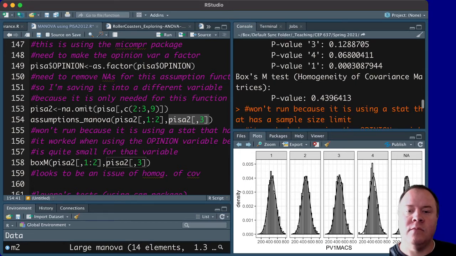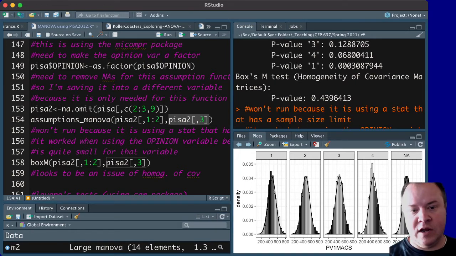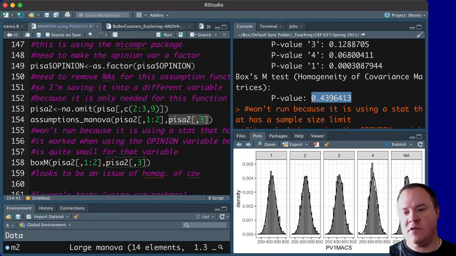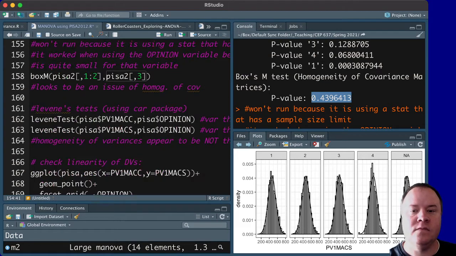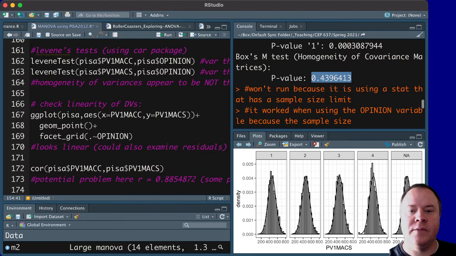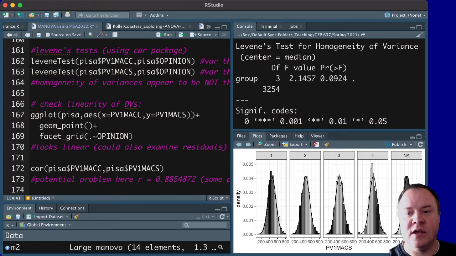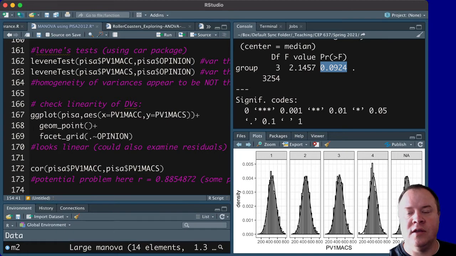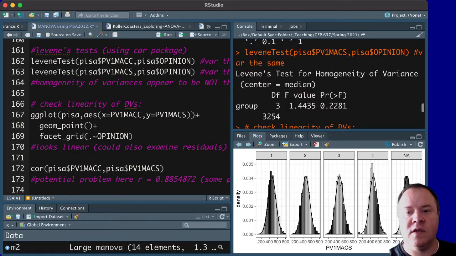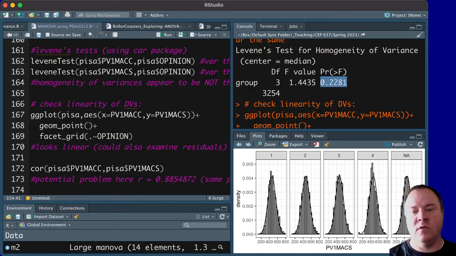And then the Box's test of homogeneity of covariances. Here, this is telling us, no, we don't have any problems. There are no issues with homogeneity of covariance. Otherwise, we would see a statistically significant result there. Going to look at Levene's test to look at the univariate homogeneity of variances, we see no issues here. The results did not meet the threshold for being too different from one another. And same thing here, no issues. So we've met this assumption of homogeneity of variances and homogeneity of covariances.